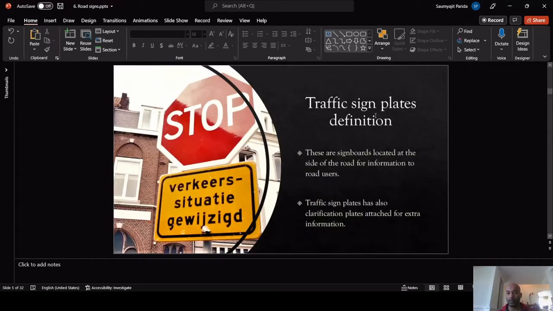Okay, traffic sign plates. Defining the traffic sign plates, these are simple signboards, and the signboards give us some information for the particular location. So be very mindful about what the signboard says, and just read it, and you will get to know, because all of the signboards are already insightful. Sometimes the signboards have additional information through these clarification plates, so please read this together.